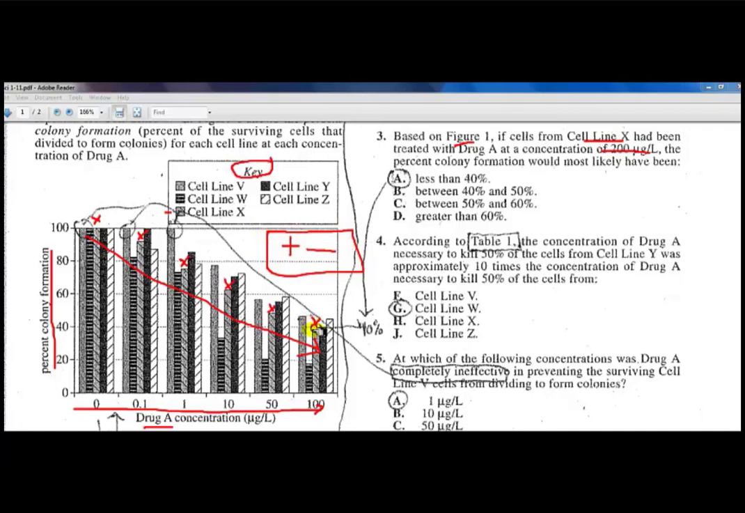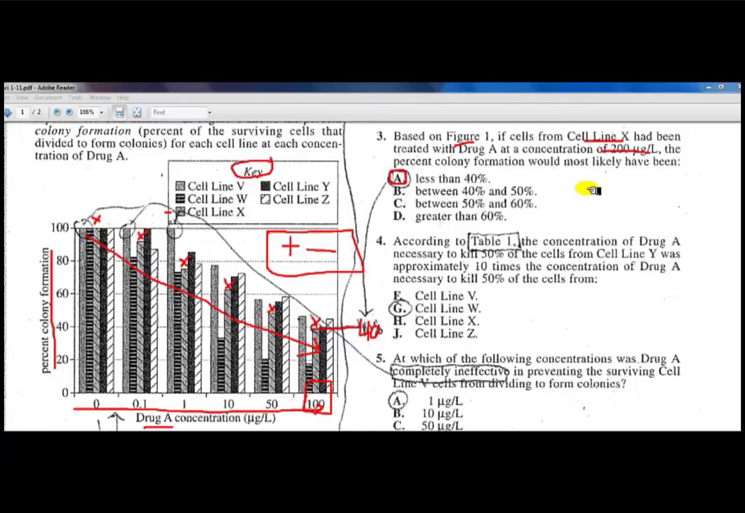Here we see that at 100 milligrams per liter, the formation of cell line X is 40%. So we know that based upon the trend, the answer has to be 40% or less. If you look at our answer choices, the correct answer falls right in your lap, answer choice A, less than 40% based upon what you've seen.